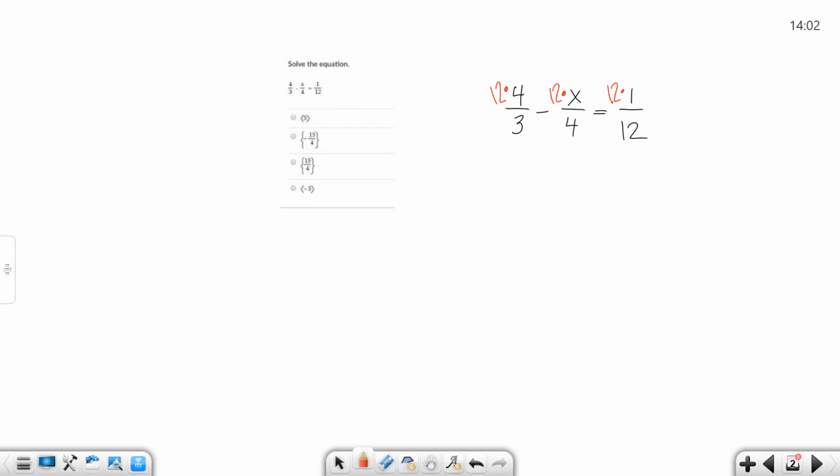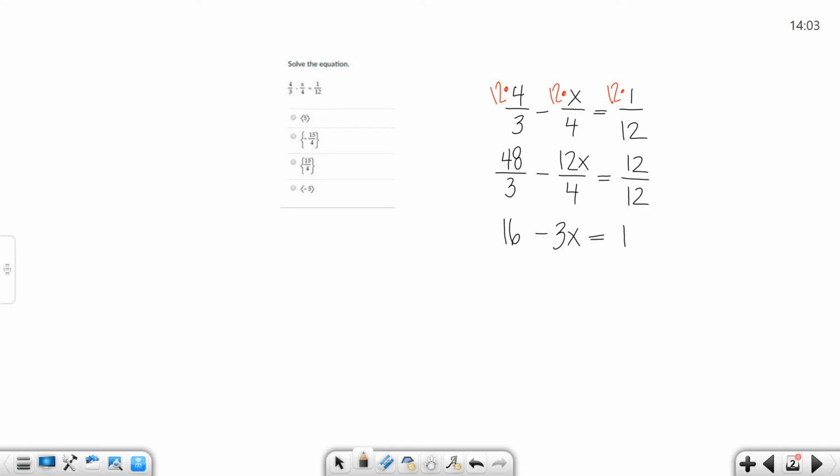Now I can do that. I'm allowed to do that because basically I multiplied on the left side of the equation by 12 and I multiplied on the right side of the equation by 12. Okay, so in this first one, 12 times 4 is 48 over 3. 12 times x over 4. And this would be 12 over 12. Now let's reduce all three of those fractions. 16 minus 3x equals 1.